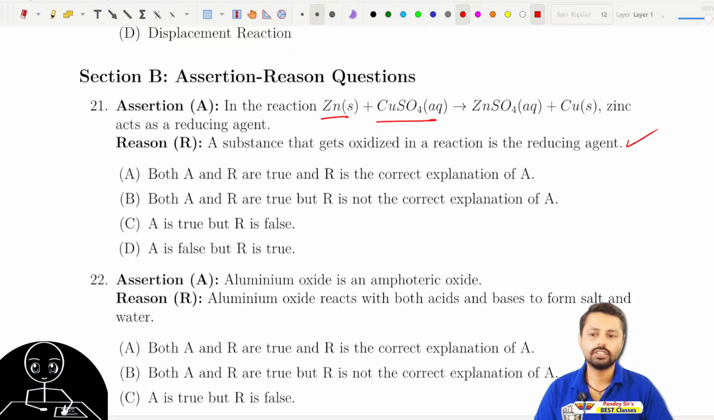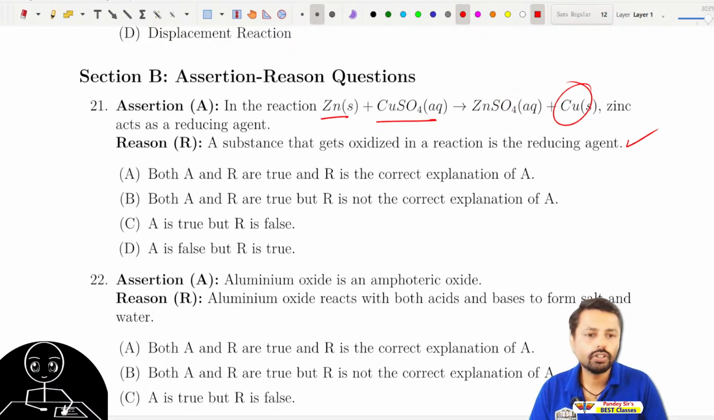Zinc acts as a reducing agent. What did zinc do? It removed copper from this sulfate, SO4, where oxygen is also there. So true, zinc removed copper from oxygen, so it reduced copper, and zinc got oxidized. So yes, both A and R are true, and the correct answer is A. Okay.